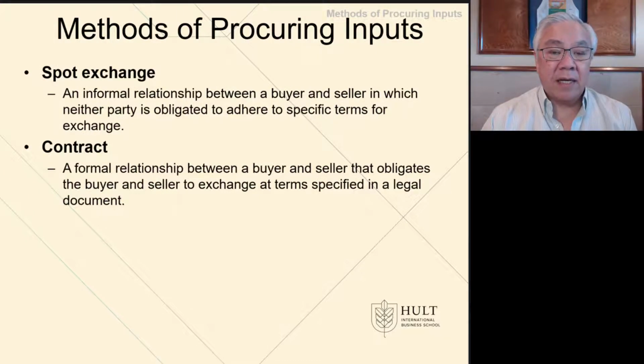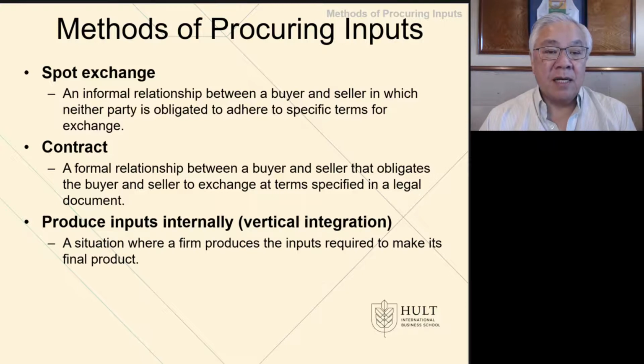Next, we have a contract. And a contract is a formal relationship between a buyer and a seller that obligates the buyer and seller to exchange at terms specified in that document. There's a piece of paper that lays out the details that may span more than one delivery. And in this case, in the Clone PC example, those 300 chips we acquired over a 3-year period. So it's quite different than a spot market or a spot exchange.